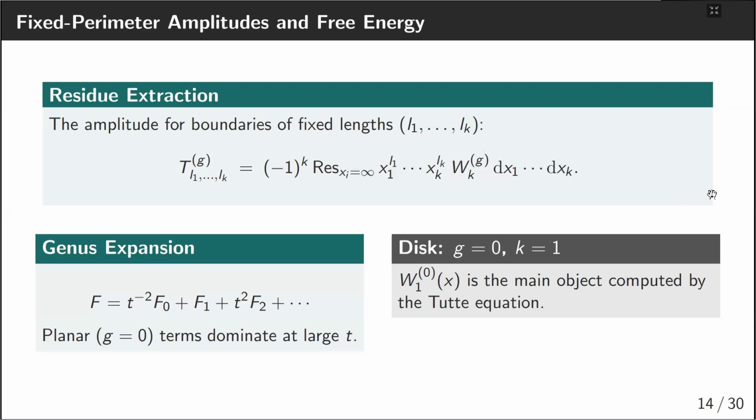So in the disk case, G equals 0, K equals 1, you see that W_{1,0}(x) is the main object computed by the TAT equation. So this is the example we're giving. With the TAT residue extraction, if we use the genus equals 0, K equals 1 case, then W_{1,0}(x) is extracted from the TAT equation.